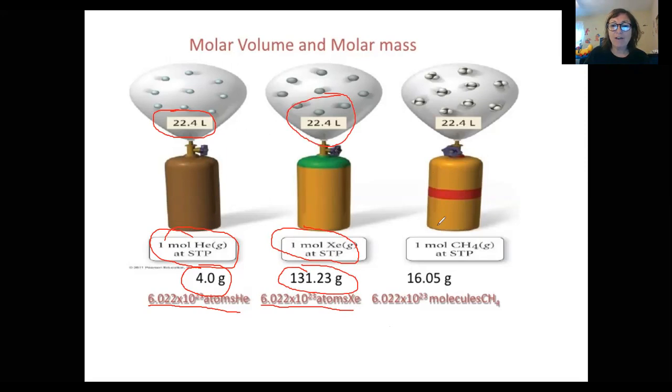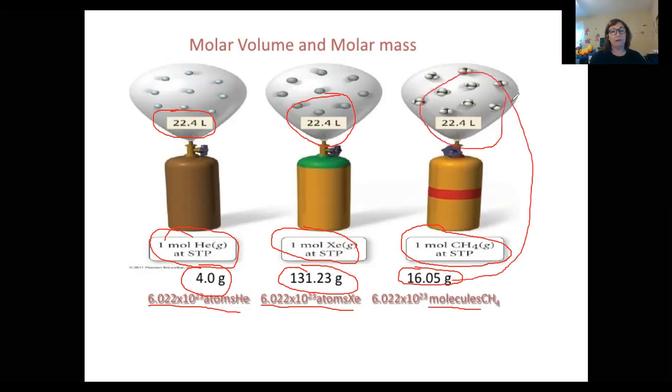Now, let's look at molecules. If I have a mole of methane, methane is a covalent compound, therefore the unit of particles is a molecule. 1 mole of methane is going to have 6.02 times 10 to the 23rd molecules of CH4. Well, if I do my molar mass, carbon is 12.01 and each hydrogen is 1, so 1 mole of methane equals 16.05 grams. It's a little bit different than our periodic table, but that's okay. And 1 mole of methane also equals 22.4 liters. So the mass doesn't matter. It's mole. 1 mole of something equals this much space.